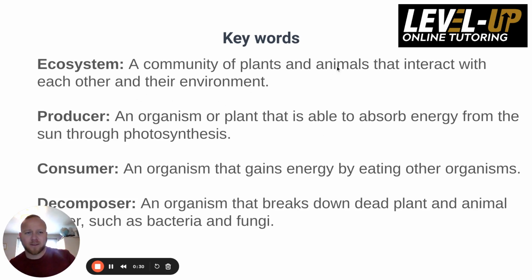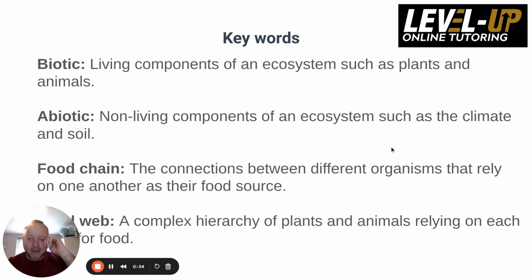An ecosystem is a community of plants and animals that interact with each other. A producer is basically an organism that produces its own food through photosynthesis, otherwise known as a plant. We're consumers because we consume things, okay? We gain energy by doing that. A decomposer breaks down organic matter. Think of bacteria or fungi, okay? As examples of decomposers, dung beetles might be another one, maggots, okay?